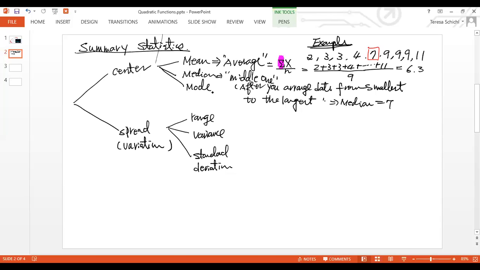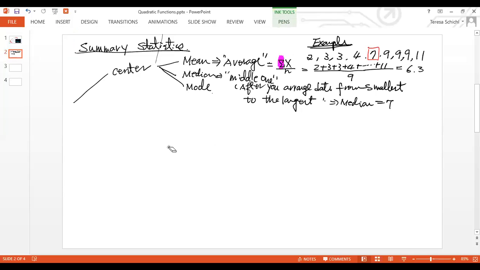So what is the mode here, right? I'm going to erase the spread part. I need more space in here, all right? The way we define the mode is that it's the most frequently occurring one.